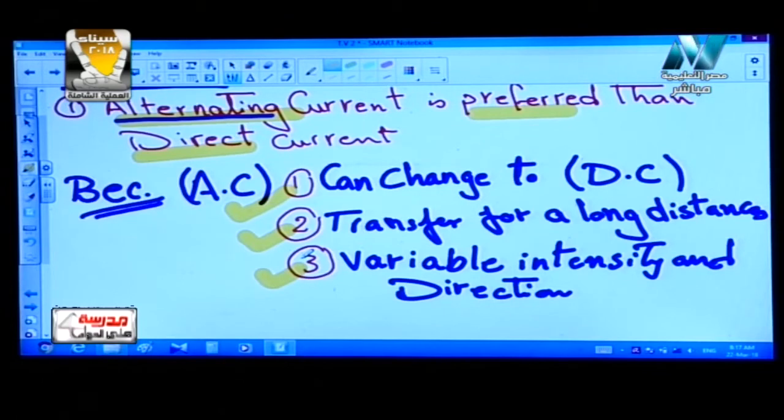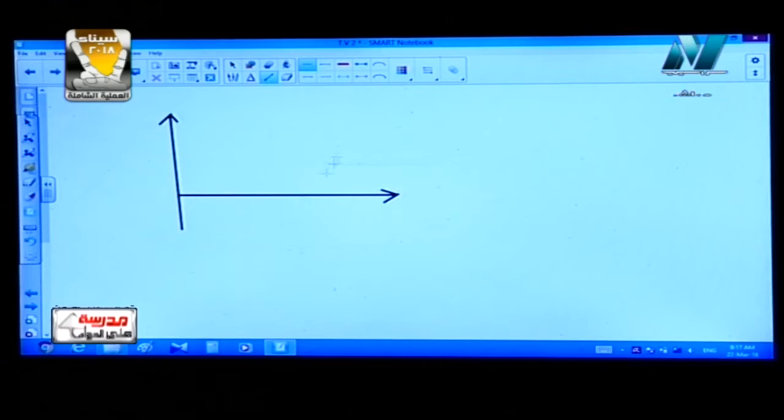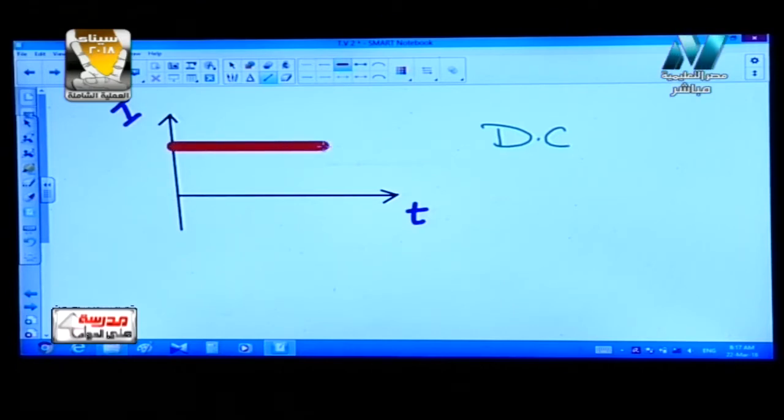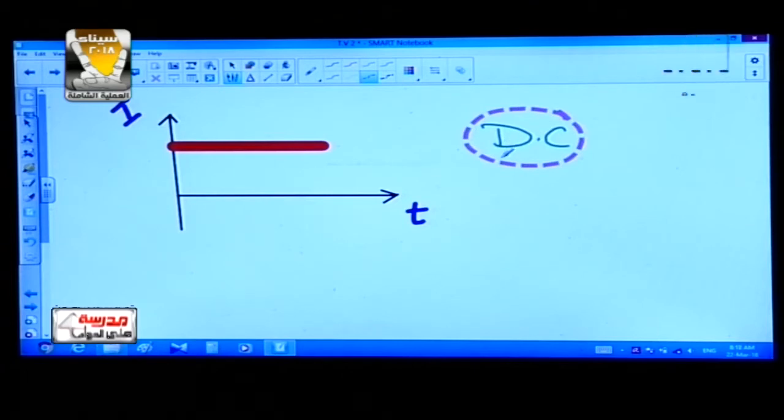We should remember how we can differentiate between alternating current and direct current by using graphs. Here we have this axis for the electric current intensity and this axis for time. So here we have I, the electric current intensity, and T as time. In this case we have direct current, which is a straight line parallel to the time axis, because direct current has constant intensity and direction. يعني الانتنستي والدايركشن بتاعته ما بتتغيرش.